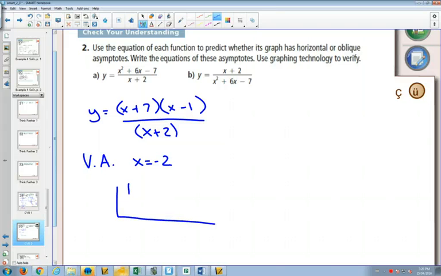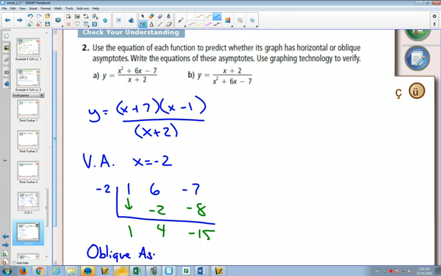So I have a 1, a 6, and a negative 7. I'm dividing by x plus 2, so I'll put a negative 2 out in front. Bring down the 1, multiply by negative 2, add, multiply by negative 2, add. And this means that your answer is x plus 4 remainder negative 15. Your oblique asymptote equation is y equals x plus 4, and you can forget about the remainder.